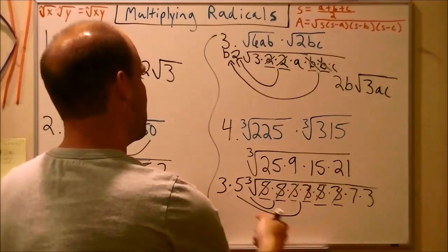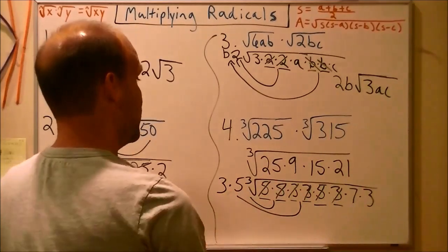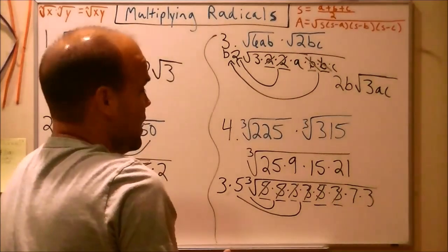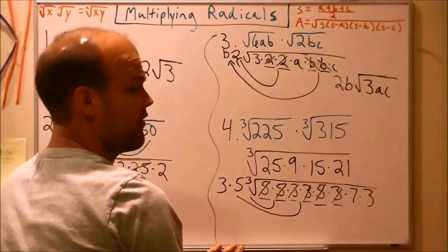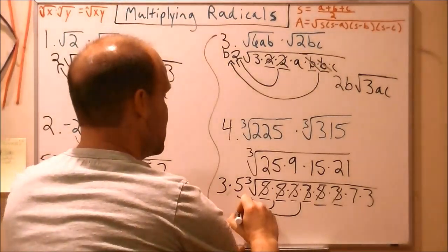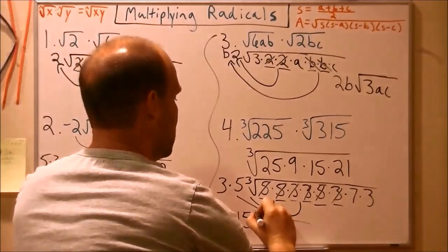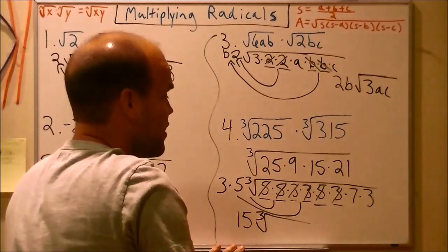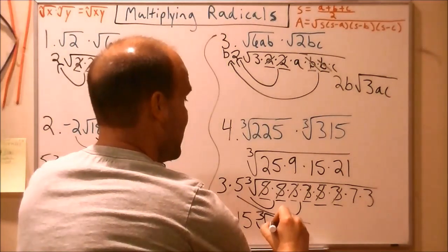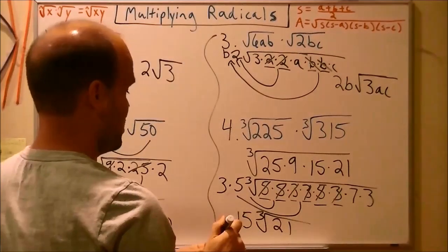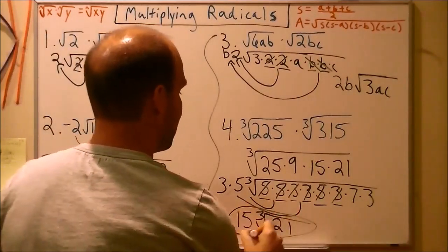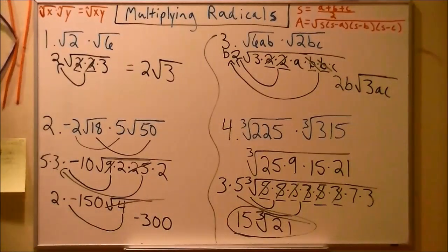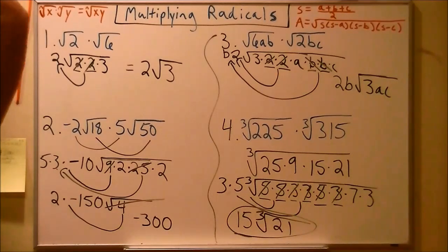So I had three 5s, so I pulled out one 5. I had three 3s, so I pulled out one 3. But look what I have left over: still one 7 and one 3. There's nothing I can do with those. Now I'll multiply what I find on the outside: 3 times 5, which is 15. Cube root of 7 times 3, because I cannot break them down any further. And 7 times 3 is 21. So my final answer right there is 15 cube root of 21.